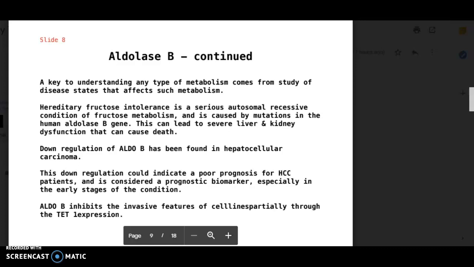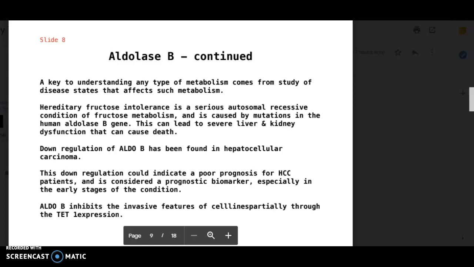Those afflicted with this experience liver and kidney dysfunction after fructose consumption, which can lead to death, particularly during infancy. With very low levels of fructose exposure, patients develop non-alcoholic fatty liver and fibrosis. Similar liver pathology is also seen in metabolic syndrome. A lot of times you have fatty livers if you're an alcoholic.